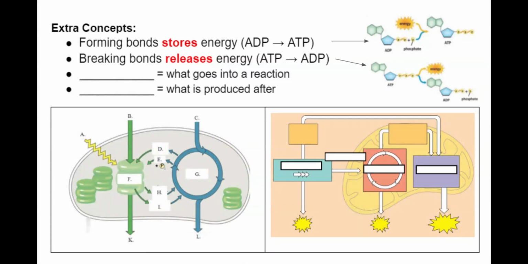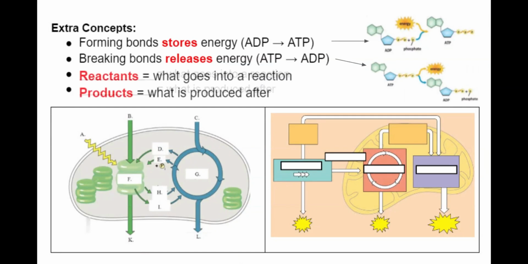We also need to know, we use inputs and outputs later on, but we need to know that interchangeably, reactants is what goes into a reaction. In other words, that's the input, what goes in, and products is what leaves it, what's at the end, what's produced.